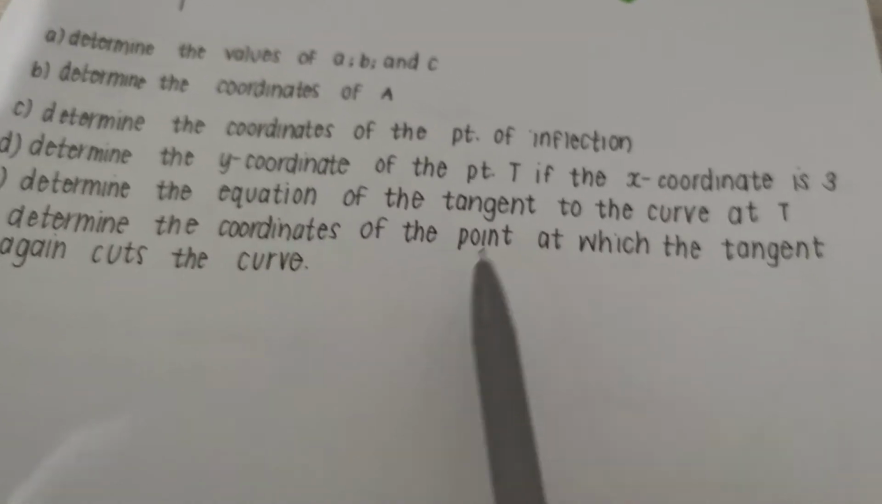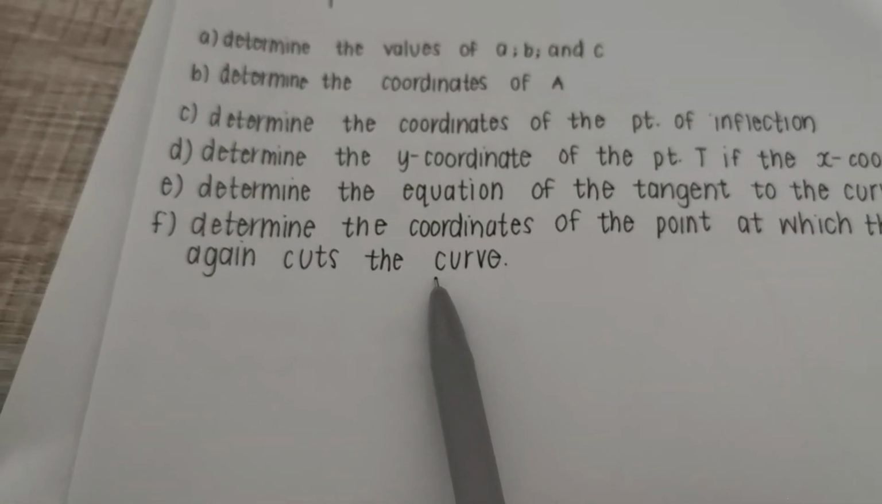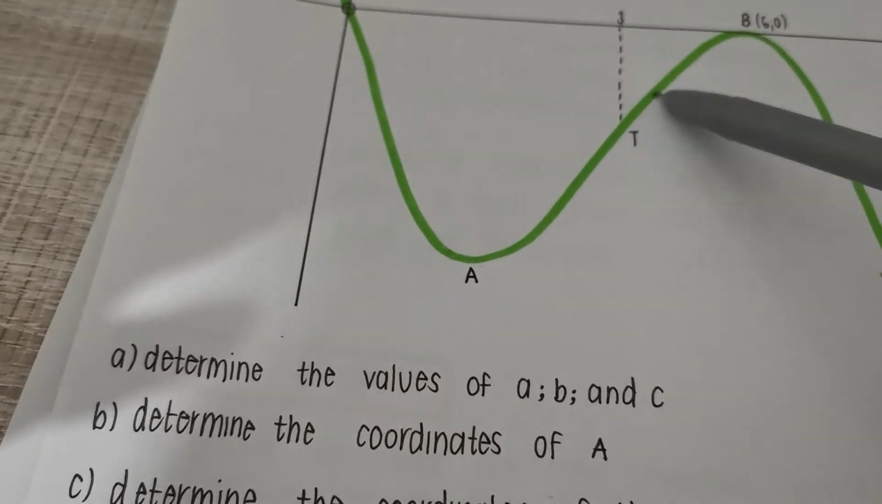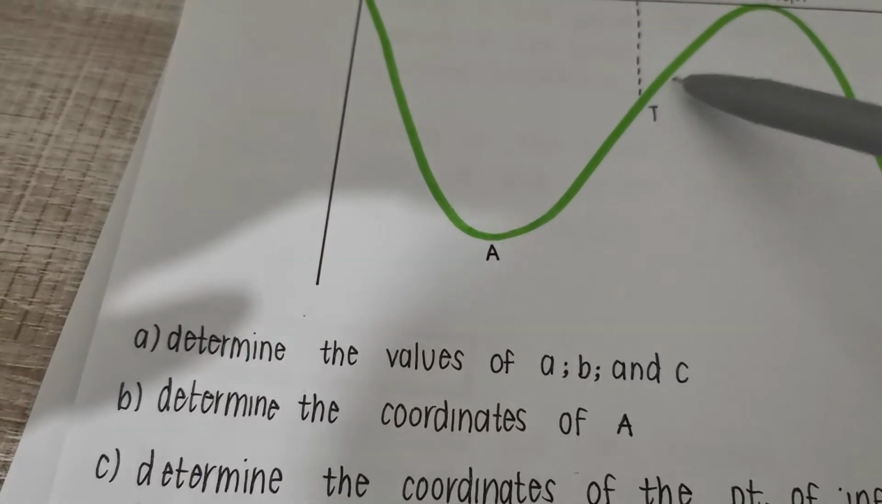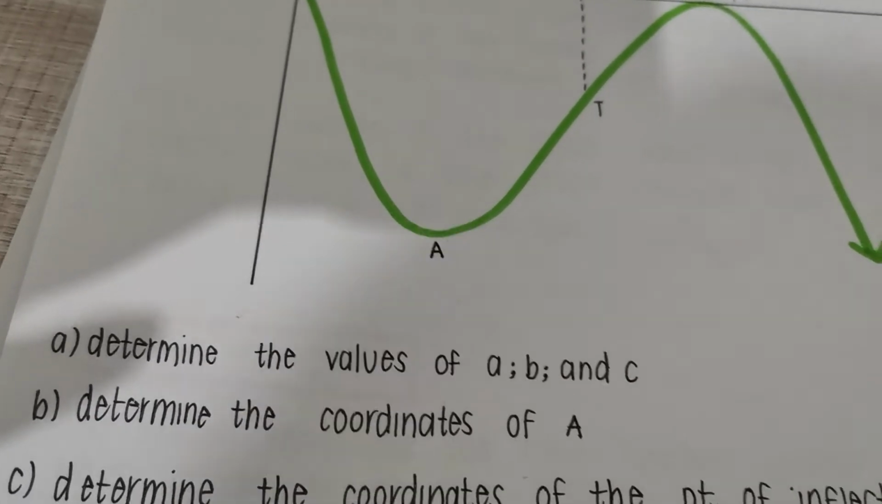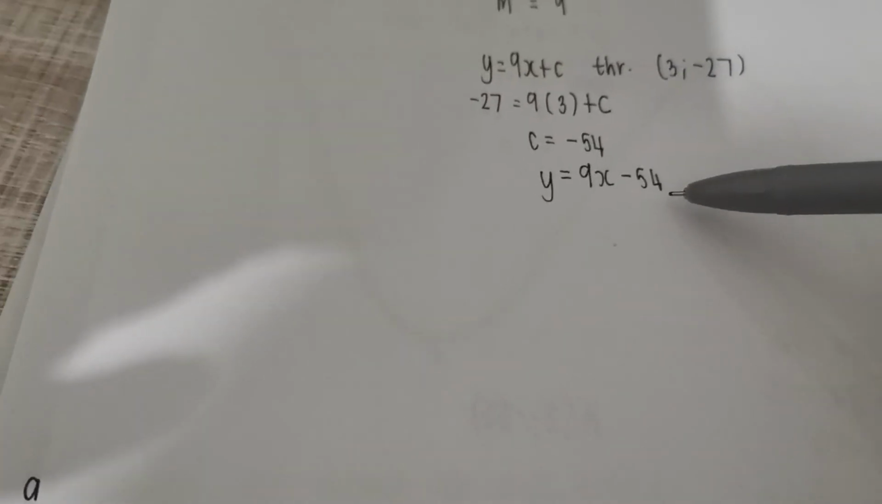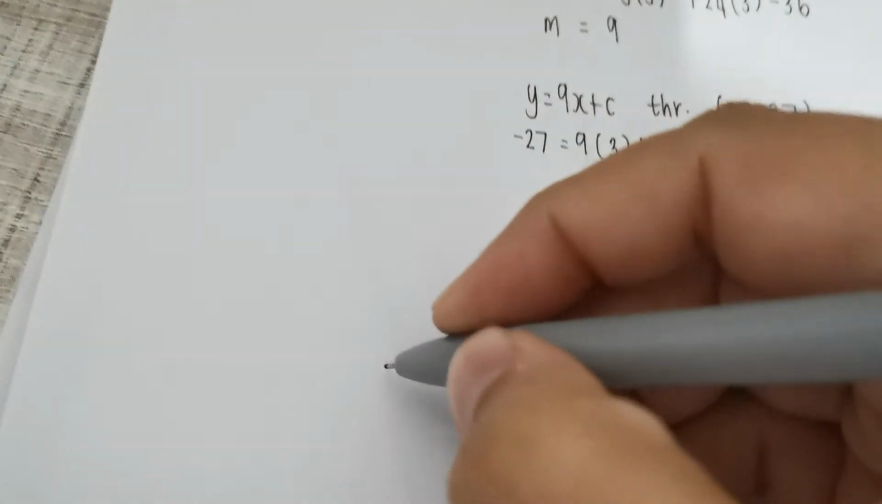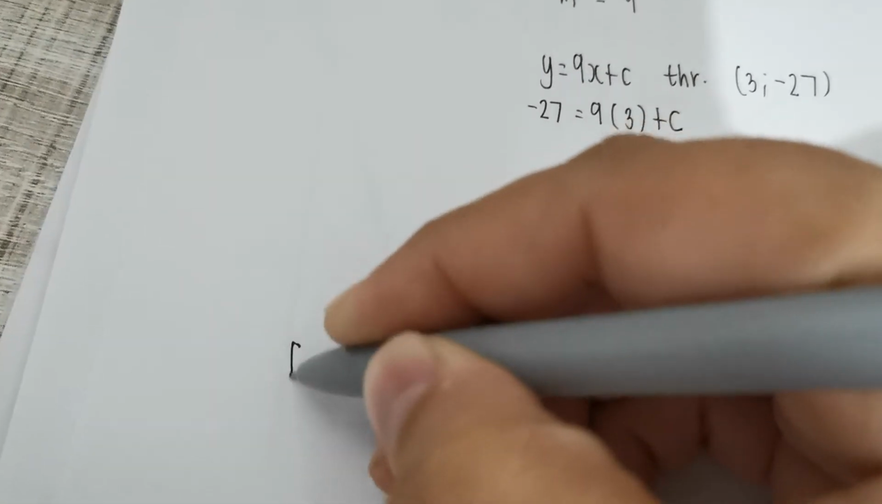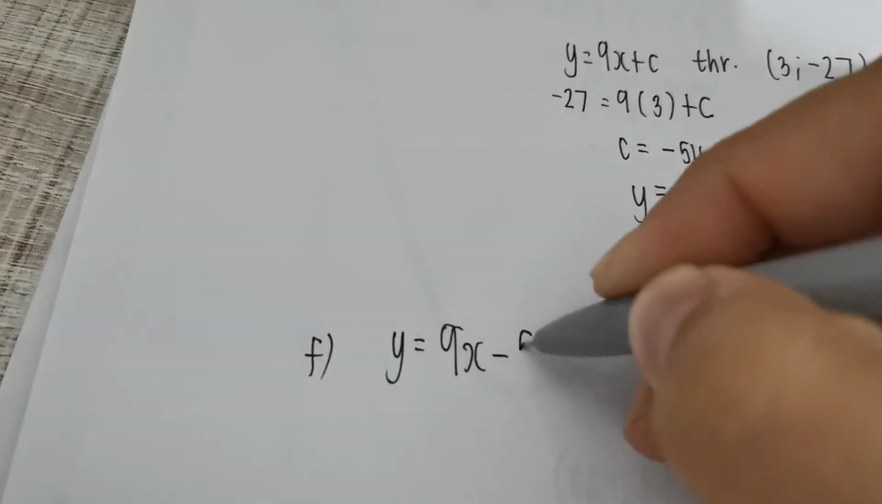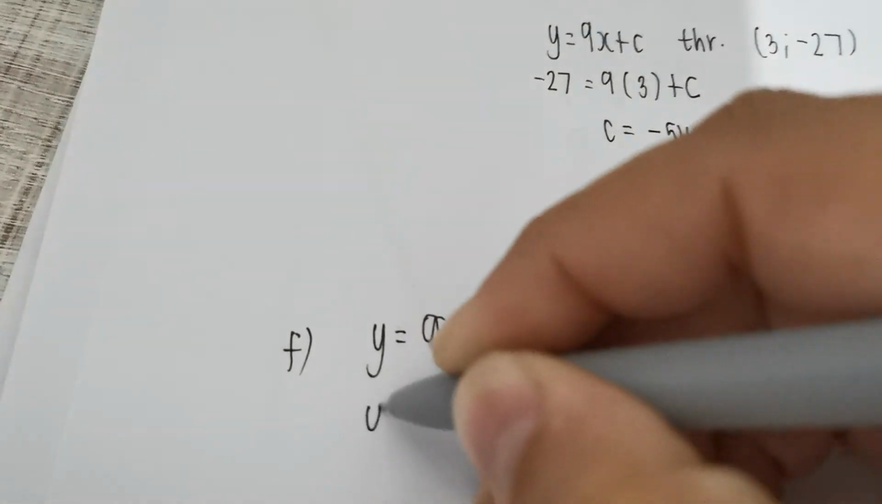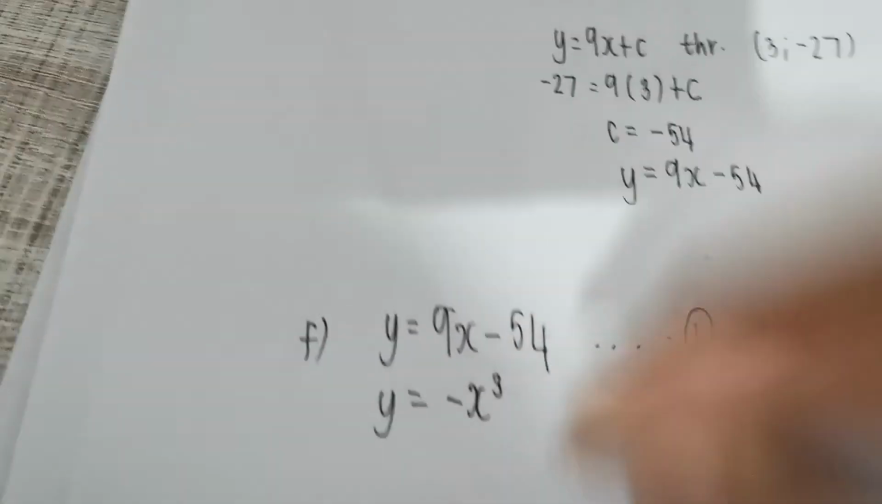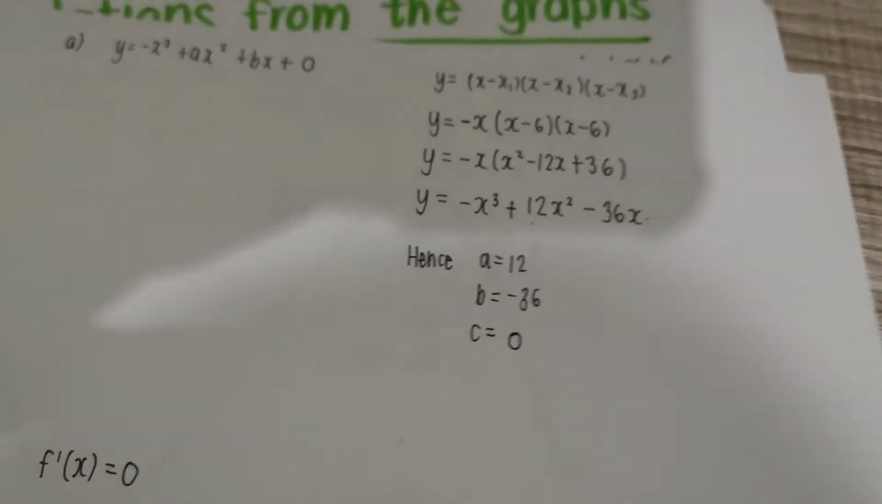Determine the coordinates of the point at which the tangent again cuts the curve. Okay, so that same tangent that we were given, right? We know that this tangent is drawn somewhere there, and because we're extending it like this, it's going to cut the curve somewhere. So where it's going to cut the curve is basically where we're equating this one over here with the equation of the curve. So I'm going to say y equals 9x minus 54, this is equation 1, and y equals negative x to the power of 3 plus 12x squared minus 36, that was our equation. We're equating them.